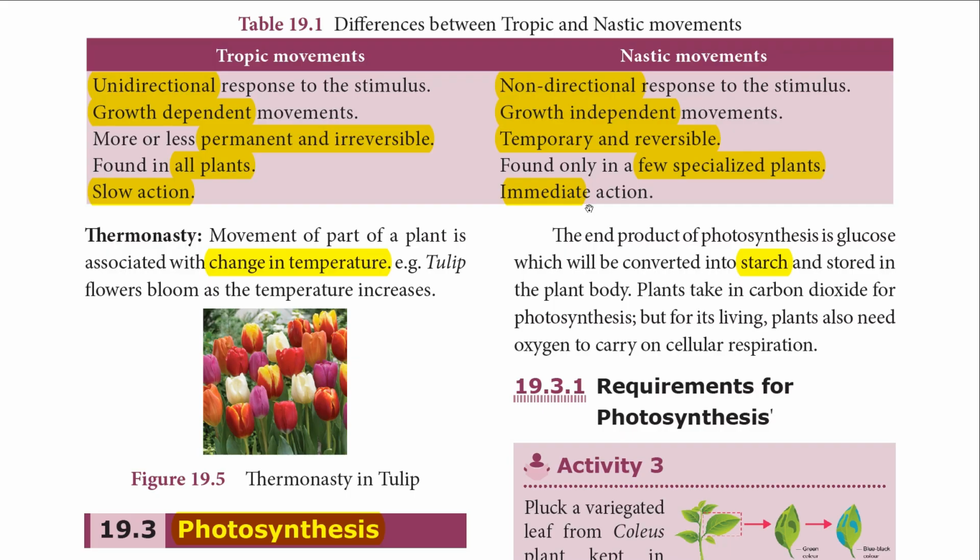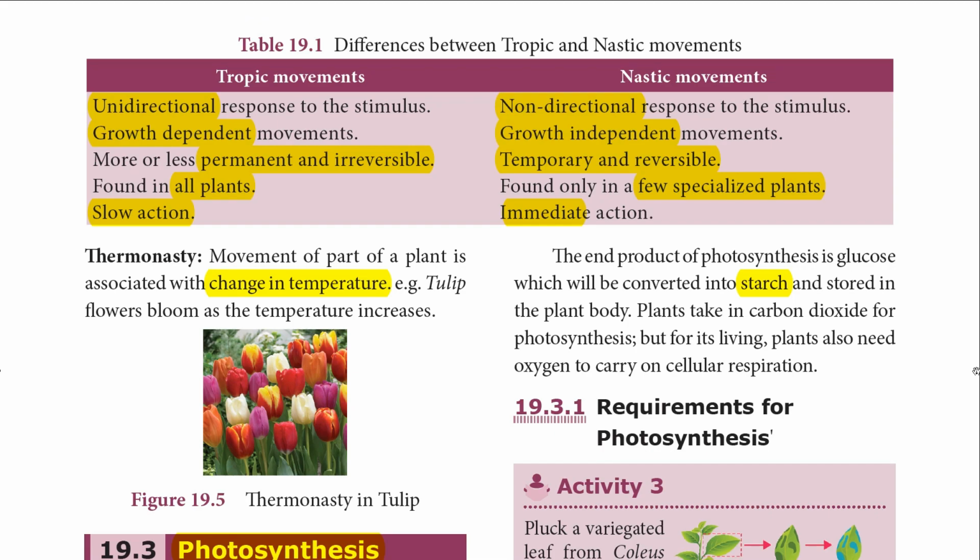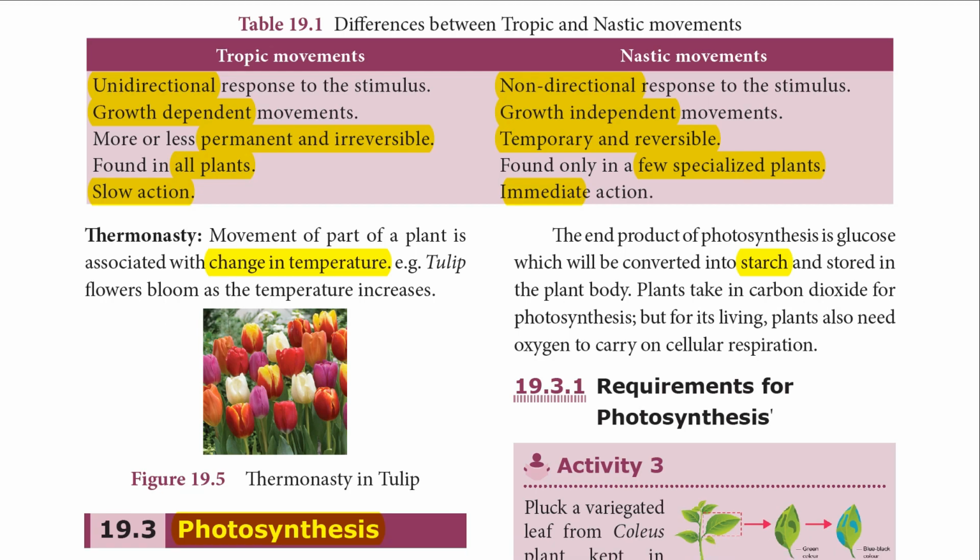What are the differences between tropic movement and nastic movement? Tropic movements are unidirectional in response to the stimuli. Either it will be towards the stimuli or away from the stimuli. Whereas nastic movements are non-directional response to the stimulus. Tropic movements are growth dependent movements. The movement of the plant parts depend on the growth, whereas the nastic movement does not depend on the growth. It is a growth independent movement. These movements have nothing to do with the growth.